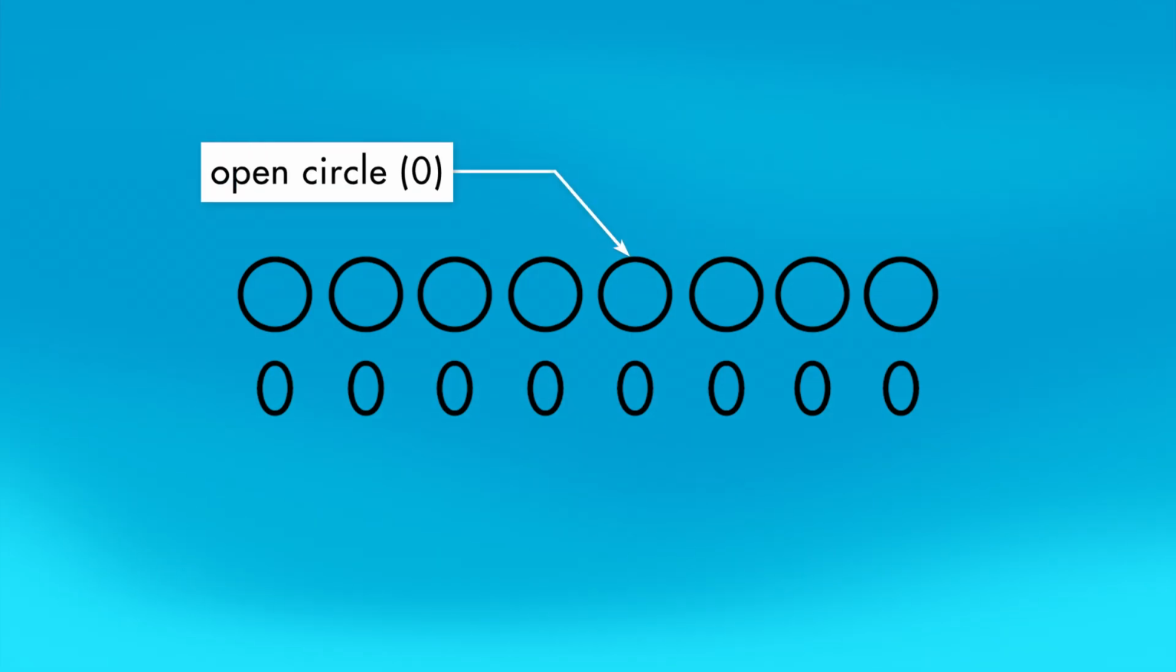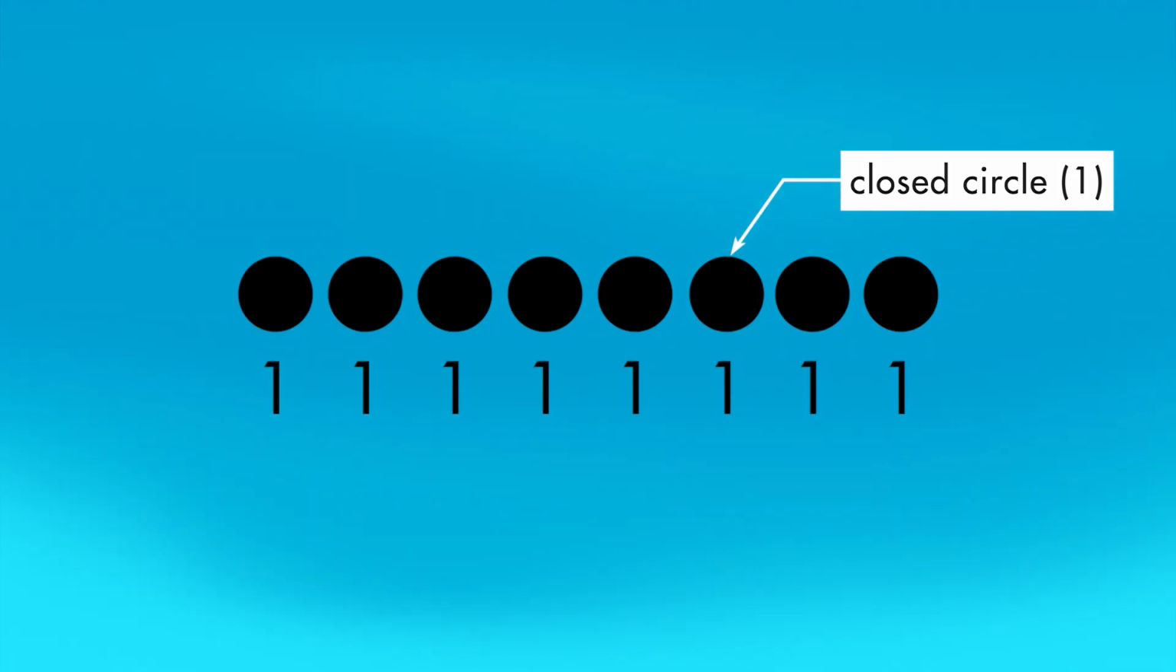An open circle represents an open switch, meaning that electric current is off, which is indicated with a 0 in machine code. In this example, all 8 circles are open, indicating 8 zeros. A closed circle represents a closed switch, meaning that electric current is on, which is indicated with a 1 in machine code. In this example, all 8 circles are closed, indicating 8 ones.